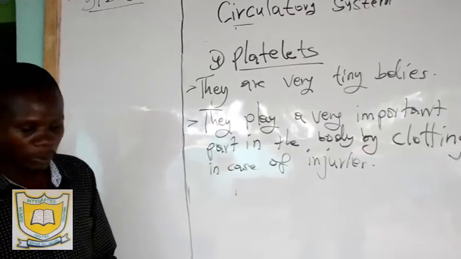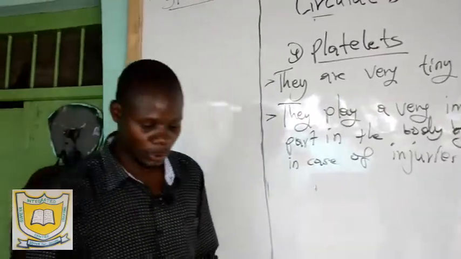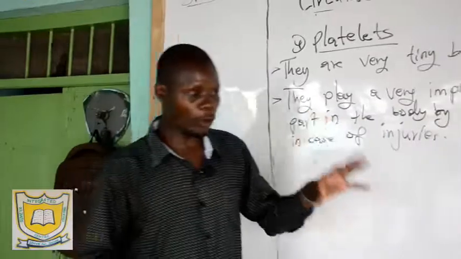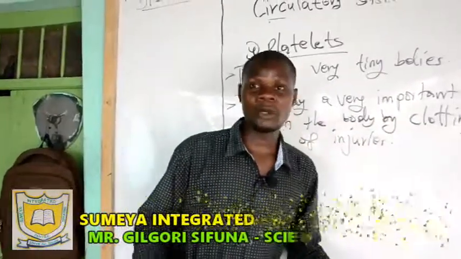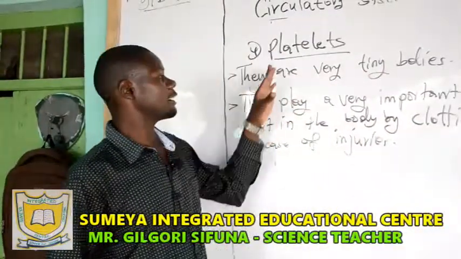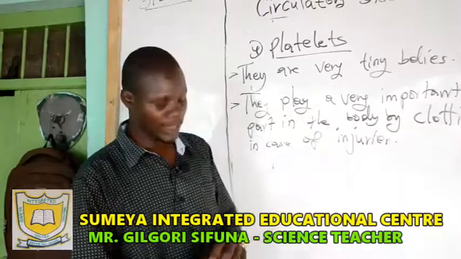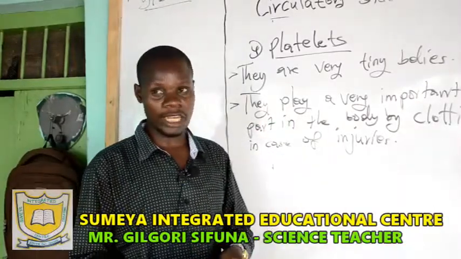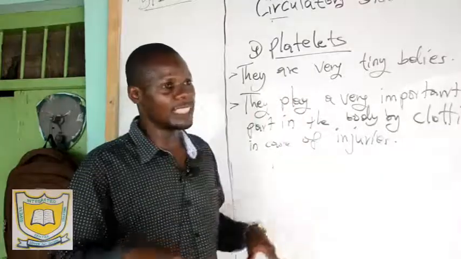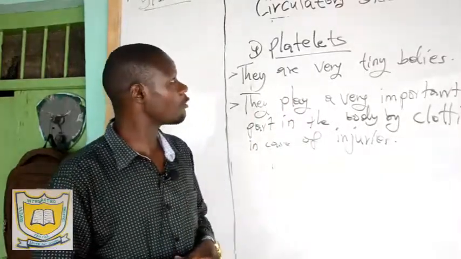Up to that point now, I terminate my lesson. We have only talked about the 4 components of blood. Next time we will talk about the types of blood vessels. Then lastly we'll discuss the structure of the heart and how blood moves in and out. That will be the end of the circulatory system.